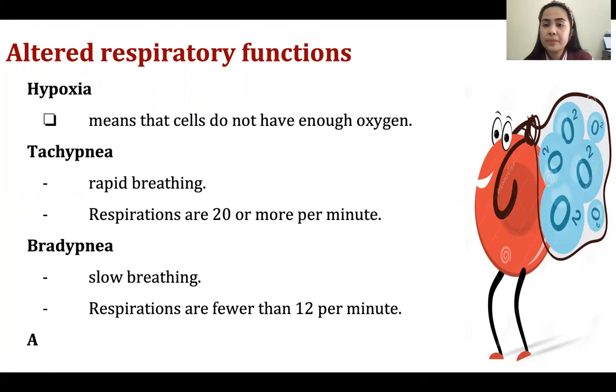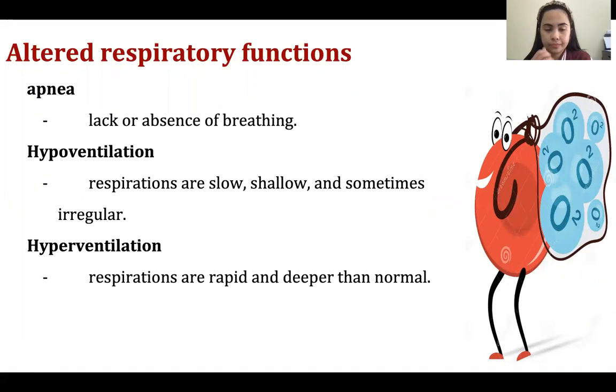You have also tachypnea and bradypnea. You know that. What is the normal respiratory rate? It should be 12 to 20 breaths per minute or cycles per minute. So more than that, it's called tachypnea, and lower than that, it is bradypnea. Apnea is a lack of breathing. A means absence, lack or absence of breathing.